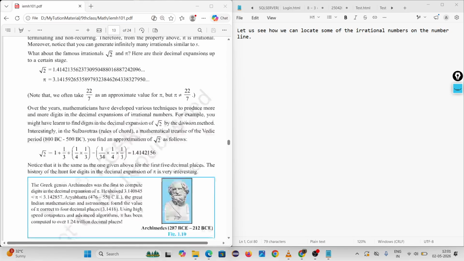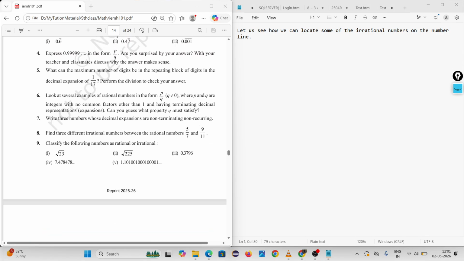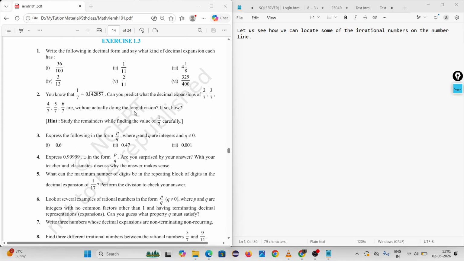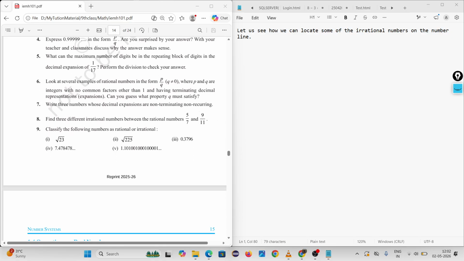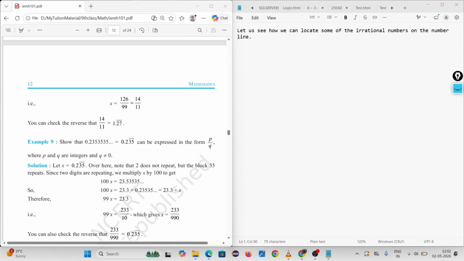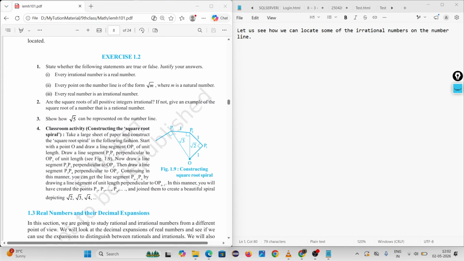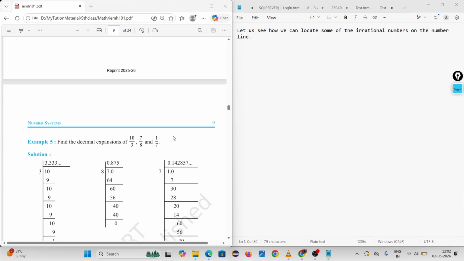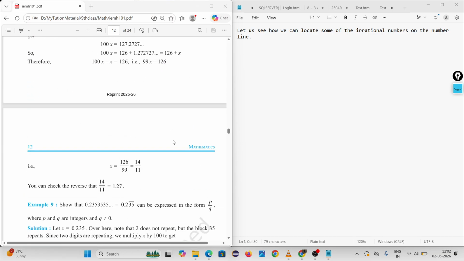Same thing you have to repeat with all these numbers. Exercise 1.3 is your homework. You can do exercise 1.3. Look at all these questions. Try exercise 1.3. Okay, write down the homework: exercise 1.2 and exercise 1.3.